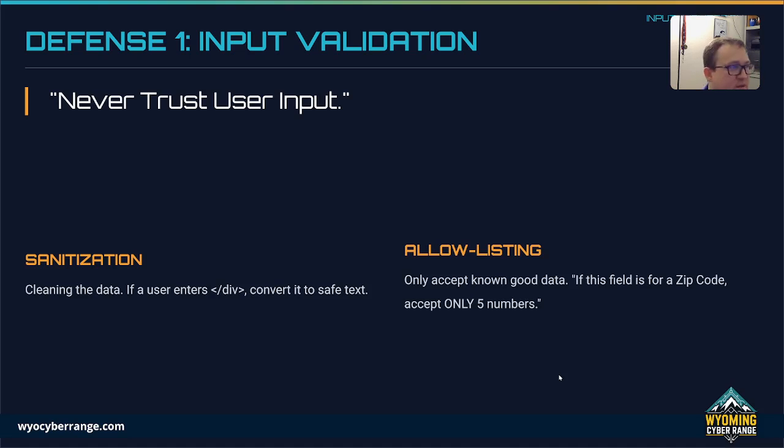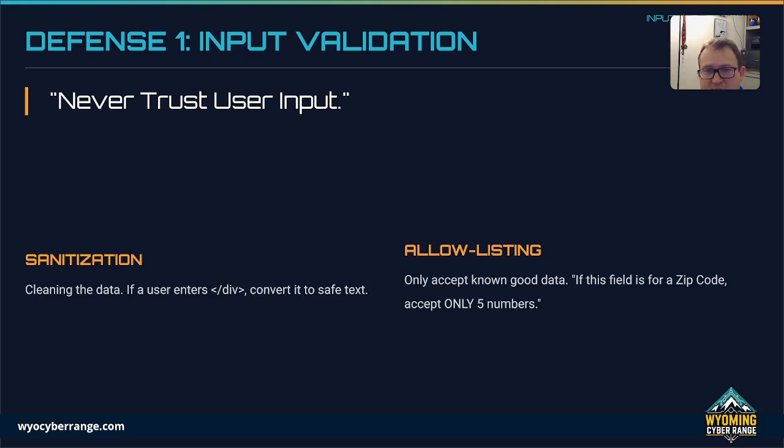The first one is going to be input validation. The golden rule in application security is never trust your user input. We're always going to use input validation. If a field asks for a zip code, we ensure the application only accepts 5 numbers. If someone tries to type a SQL command or script tags, the application will reject it instantly.